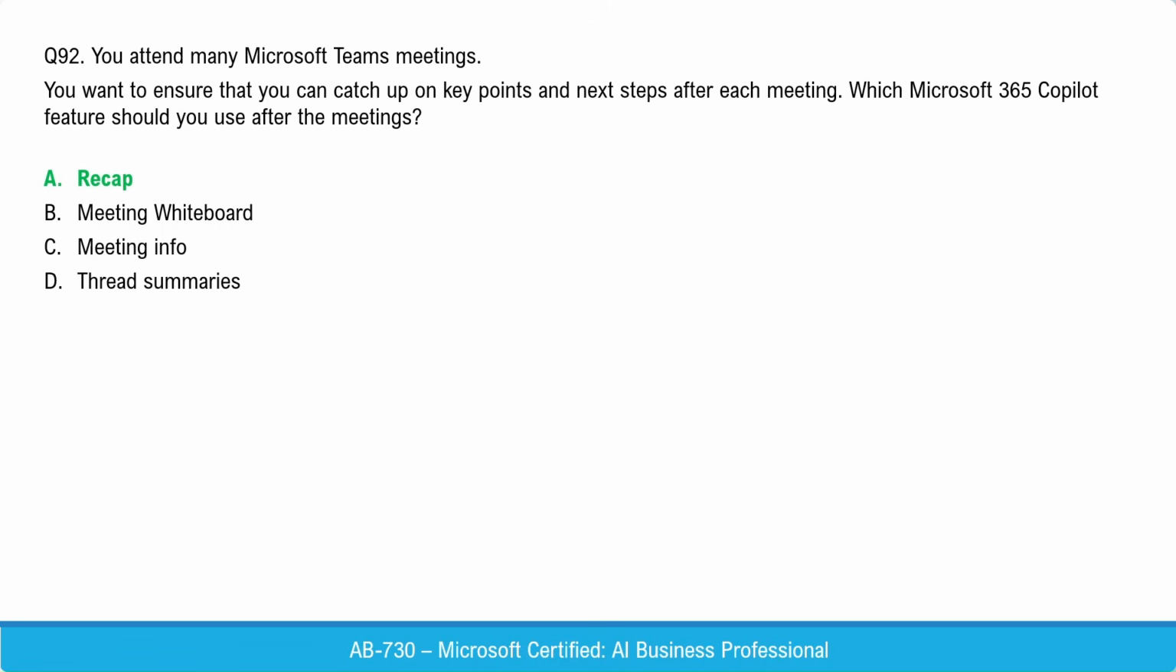Now let's look at the other options. Meeting whiteboard is used during the meeting for collaboration, not for post-meeting summaries. Meeting info just gives basic details like time and participants, not insights. And thread summaries are used for chat conversations, not meetings. So if your goal is to understand what happened in a meeting quickly, including next steps, recap is the best option.